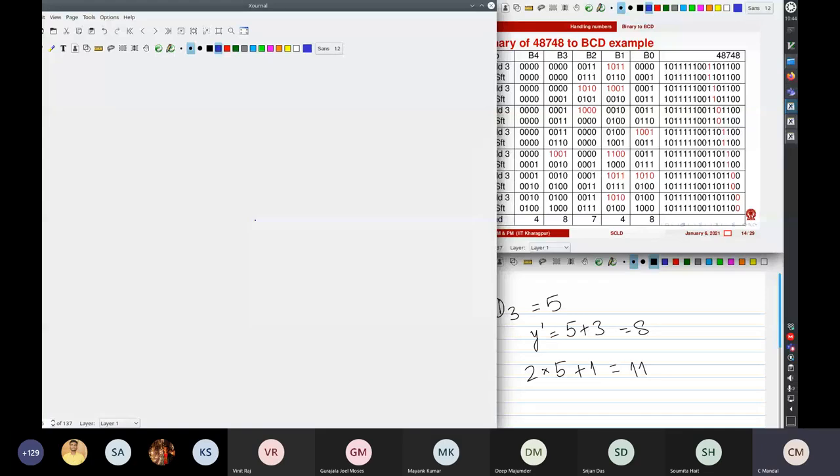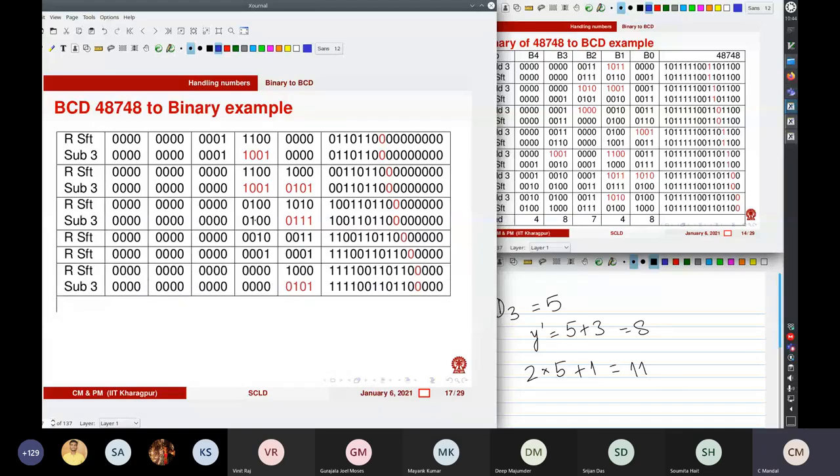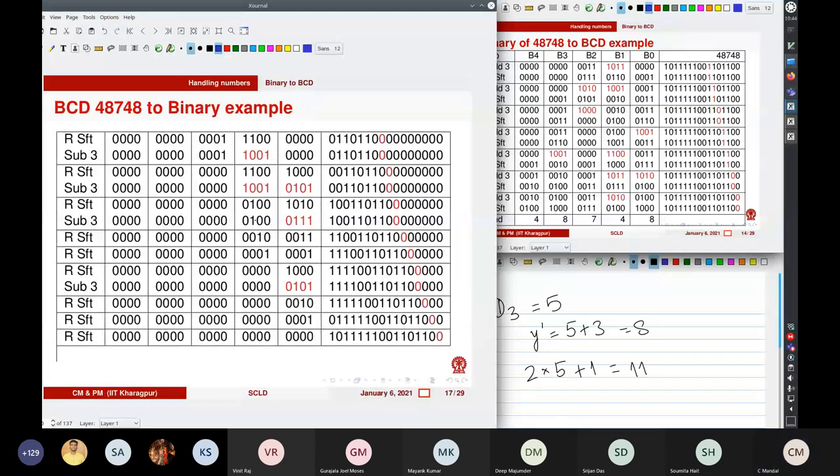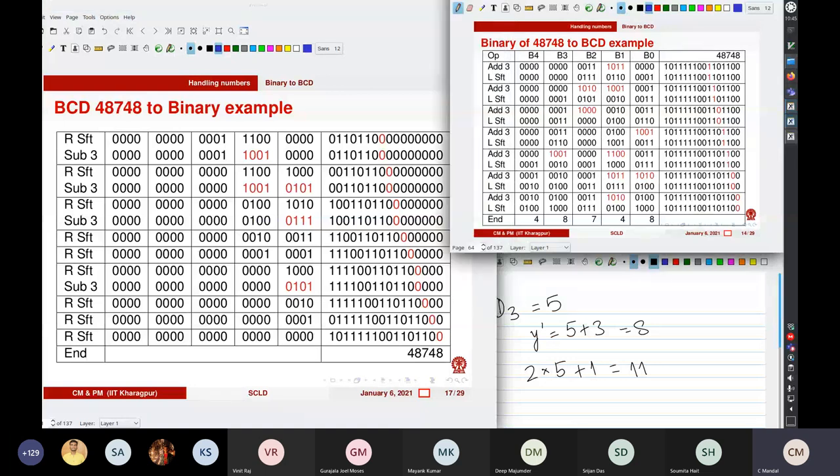Okay, so anyway, this is the conversion. I think the final steps involve mostly shifting. As you can see, you get the same number that you started with here. So it does work out. I hope this process is okay.